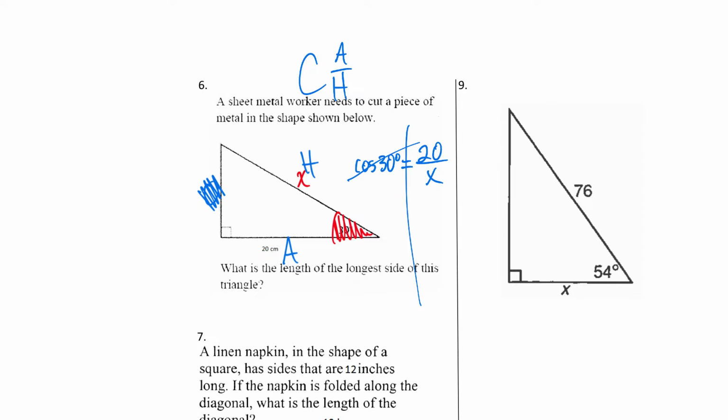All right, so cosine of 30 is 0.87, we'll say. Now x is on the bottom, so we're going to be dividing. So 20 divided by 0.87, and 22.99 is the answer there.